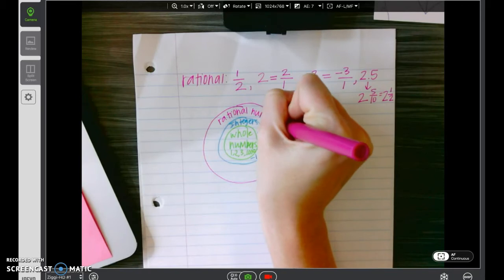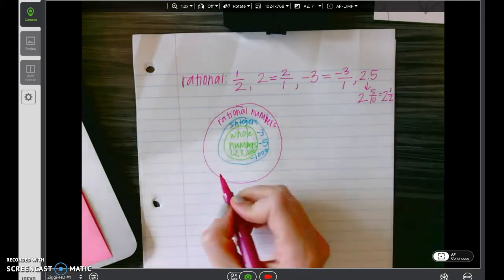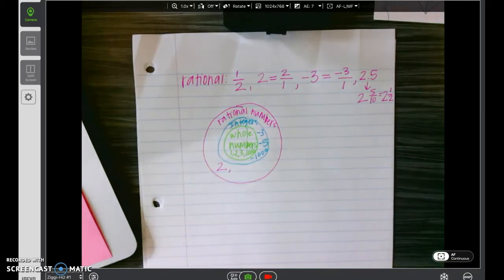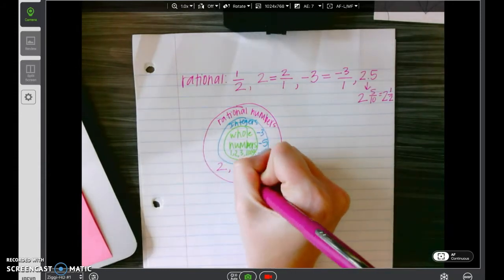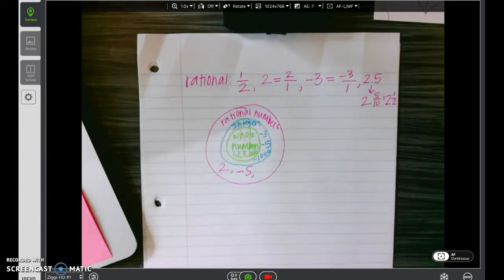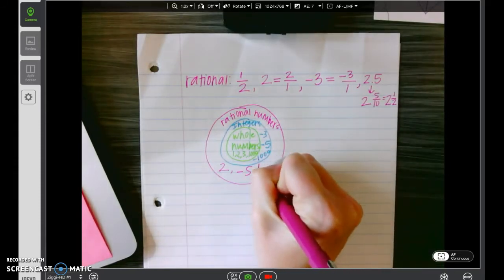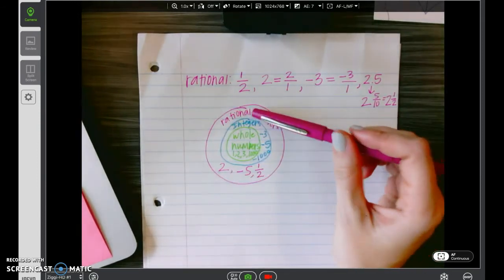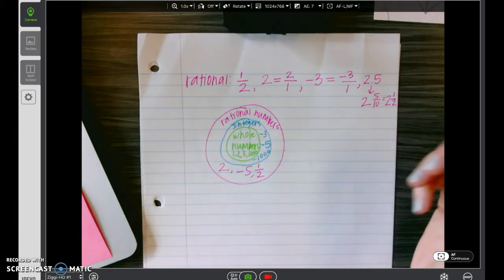Rational numbers, remember, are numbers that can be written as fractions. So 2 would be a rational number, which is included in whole numbers and integers. -5 will be a rational number because it is a negative whole number. I could also include 1/2. And 1/2 is in this bigger circle, but it's not going to be included in these smaller ones, right? Because 1/2 is not a whole number.